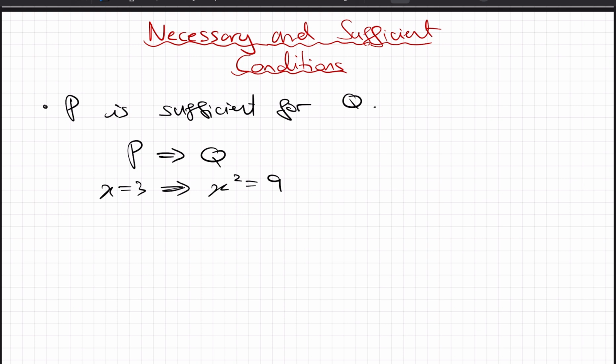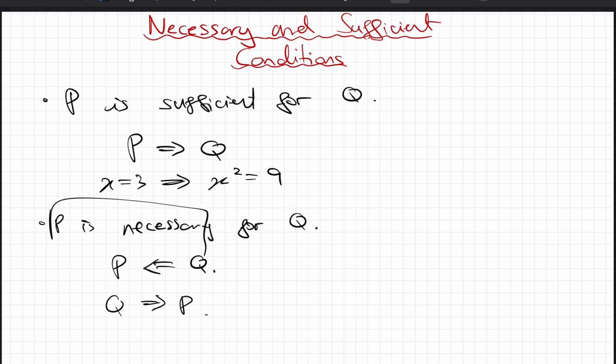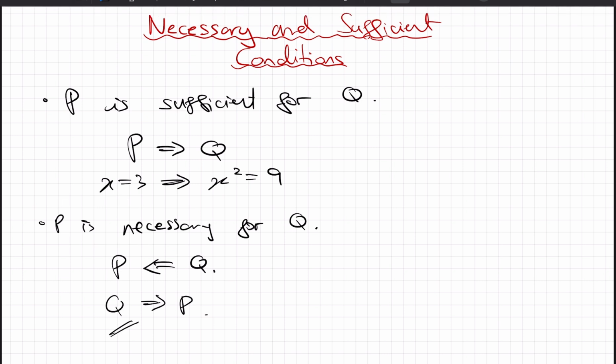That's an example. Now, when we say P is necessary for Q, what this means is the arrow just points the other way. So P is implied by Q. And obviously you can also interpret this as Q implies P. Since P is necessary for Q, then whenever Q occurs, P must have occurred as well.